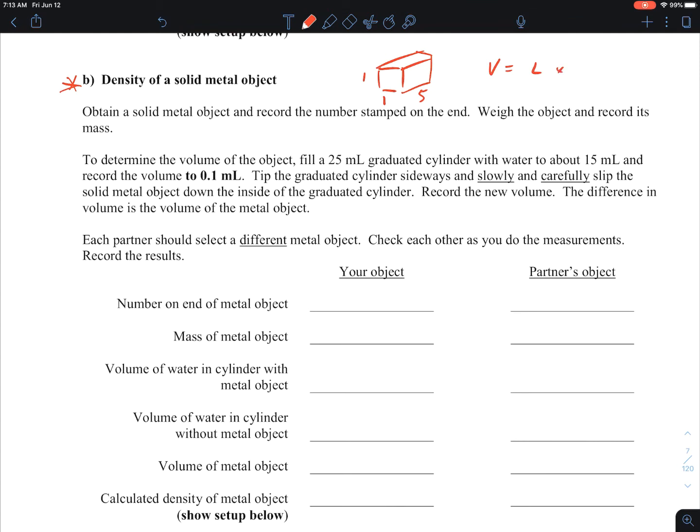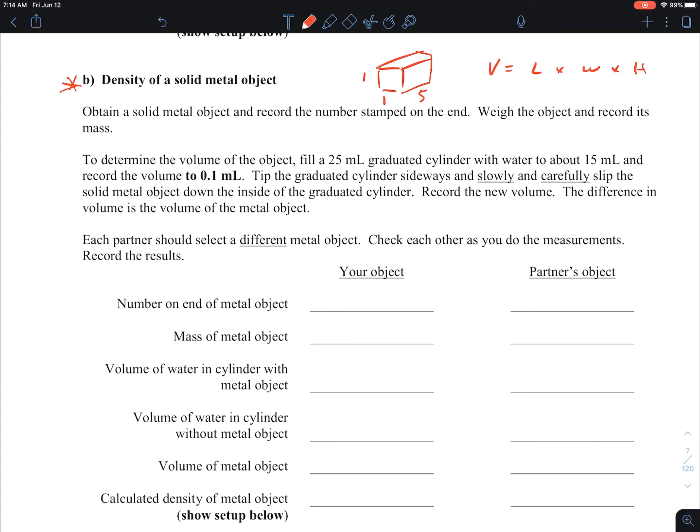centimeter, right? You could say the volume equals length times width times height, and you could get the volume. And then you would say, well, I measured the mass, I calculated the volume, therefore I can figure out what the density is. Sometimes you have to deal with an irregularly shaped solid, and you have to determine the volume of your metal object by the displacement method.